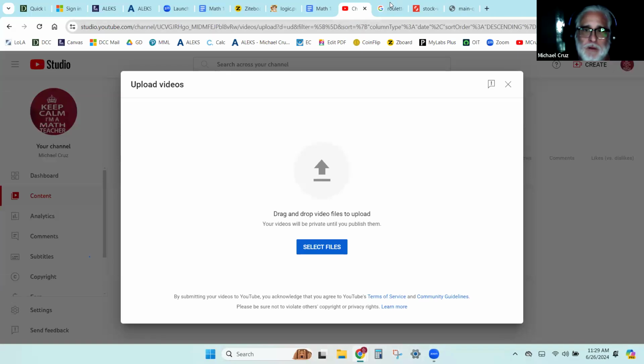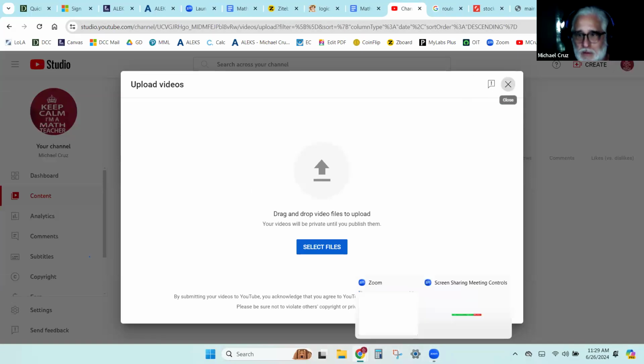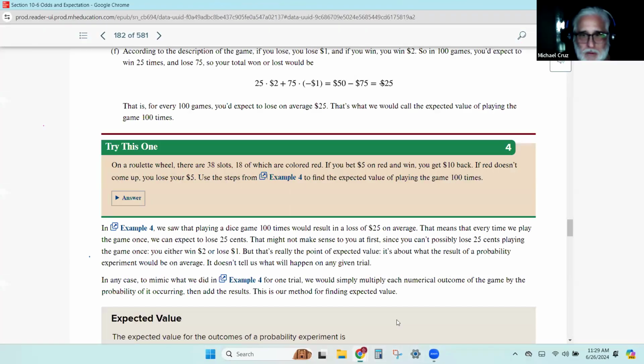So let's go back over here. All right, on a roulette wheel, there are 38 slots, 18 of which are colored red. If you bet $5 on a red and win, you get $10 back. If the red doesn't come up, you lose your $5. So this is important to understand for expected value, because you have to understand exactly what you're netting as far as your number is concerned. For roulette, if you put down that $5 as a bet and you lose, well, your $5 is gone. If you win, you don't lose your $5, but you get $10.